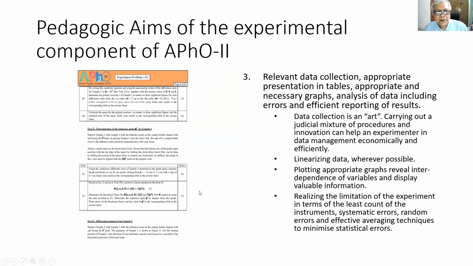Now, another very important part of an experiment is data collection. And data collection is an art. Remember, there is a time limit on the students to complete this experiment, which includes reading the material, setting it up, performing the experiments, collecting data, and analyzing data.